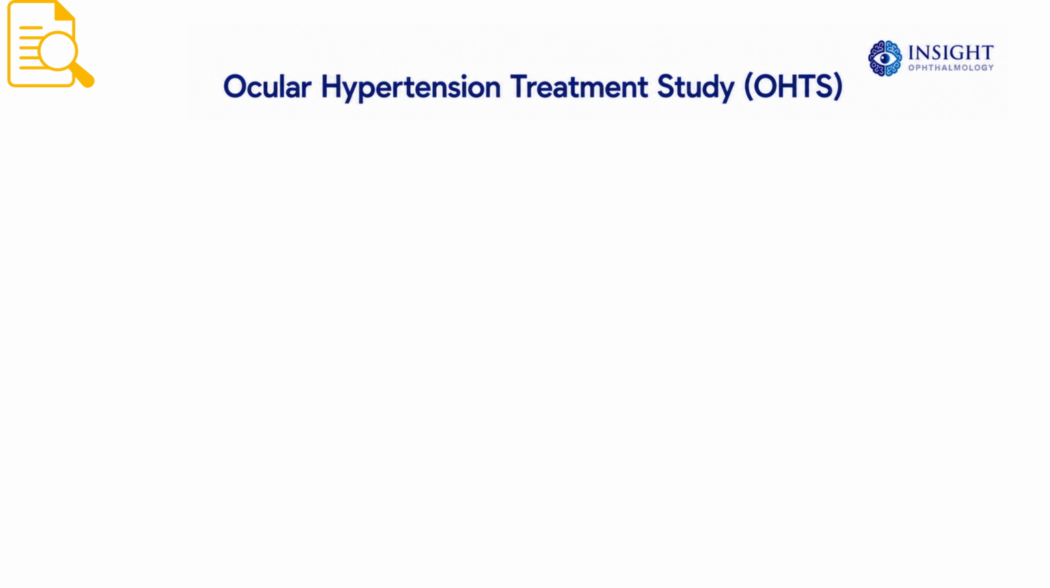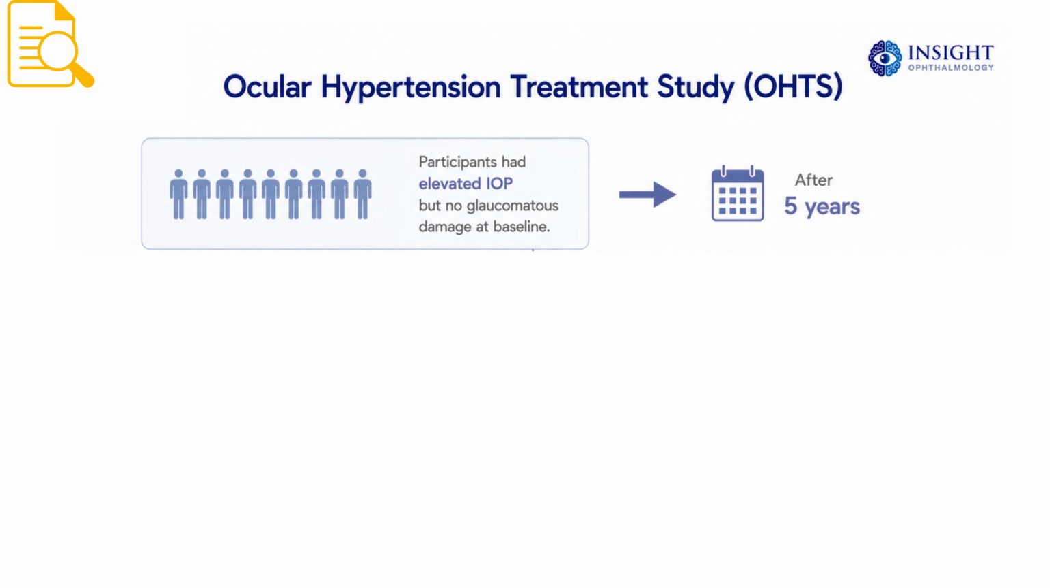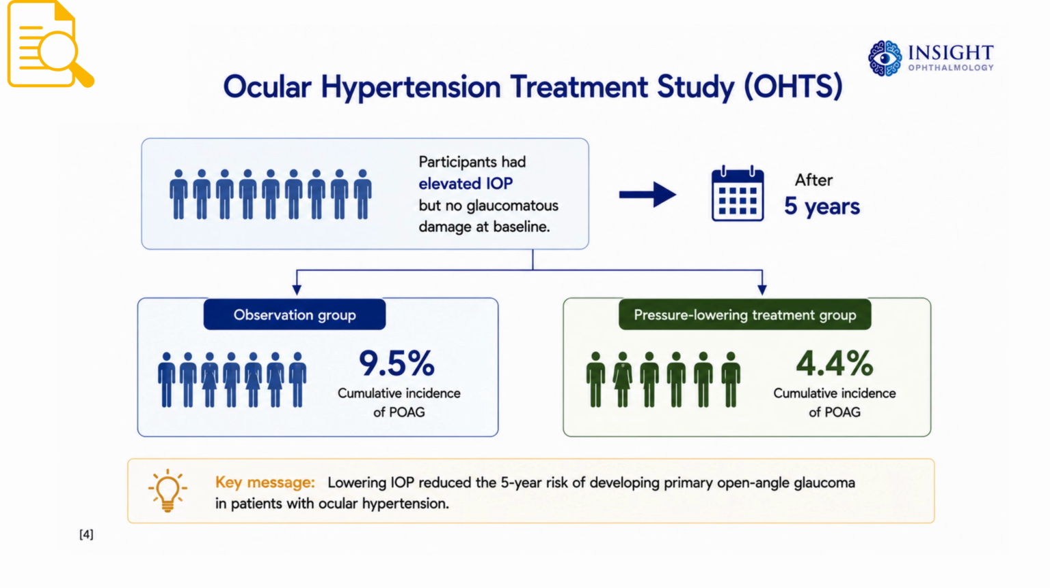Now, briefly, we'll discuss 2 studies. One is the ocular hypertension treatment study. This helps us understand why we are calling ocular hypertension a risk state. Its participants had elevated IOP, but they did not have any glaucomatous damage at the optic nerve at baseline, and they were followed for 5 years. At 5 years, the cumulative incidence of primary open angle glaucoma was 9.5% in the observation group and 4.4% in the group which was receiving pressure lowering treatment.